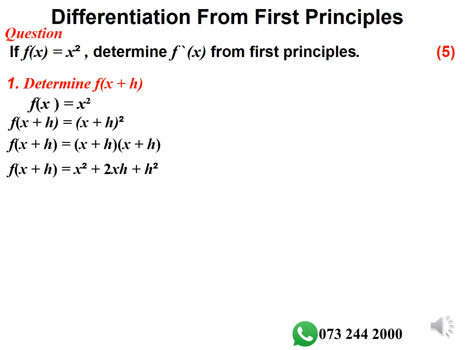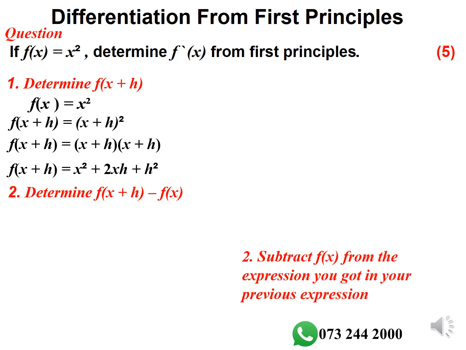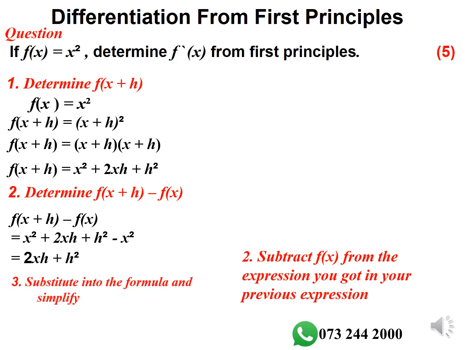Then our second calculation, we determine f of x plus h minus f of x. We are going to subtract f of x from our previous calculation. Then we simplify to simplest form. Then the third one is substitution into the formula. So the derivative of f of x is equal to the limit of f of x plus h minus f of x over h as h approaches 0.